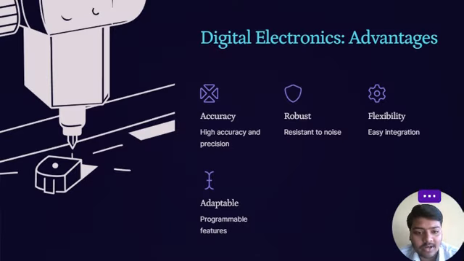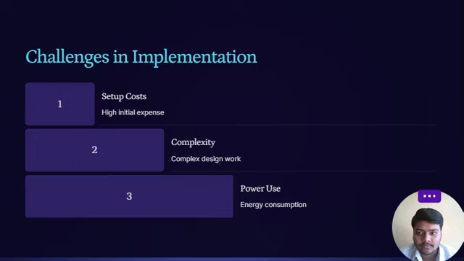Our next slide is digital electronics and their advantages. This means advantages of digital electronics. We can say digital electronics offer many benefits. They are highly accurate and precise, and also very robust, meaning they resist noise and interference. They are flexible, making it easy to integrate with other systems. Plus, they are adaptable with programmable features for different needs.